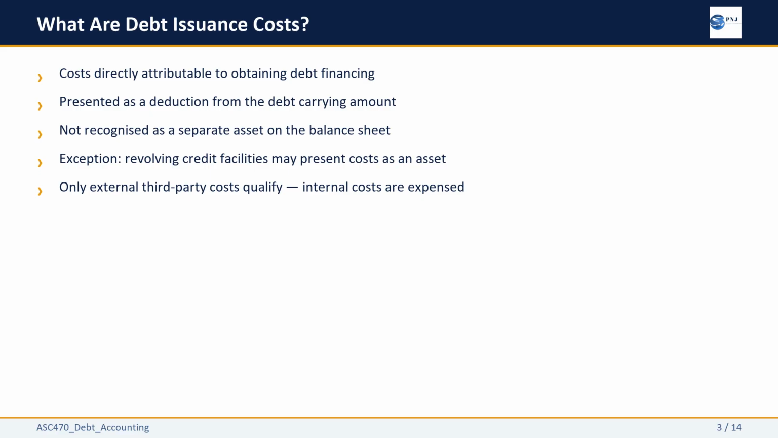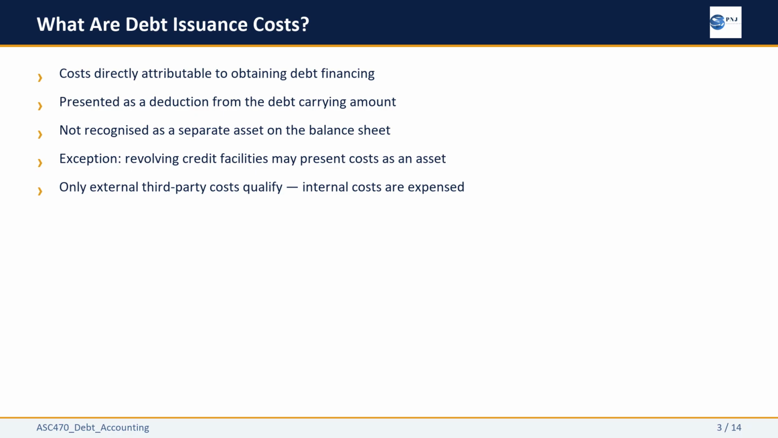Here is the key thing about debt issuance costs. They do not sit on the balance sheet as an asset the way many people expect. Under ASC 470, they are presented as a direct deduction from the debt itself. Think of it like debt discount. It reduces what you show as the carrying amount of the liability. The only exception worth noting is revolving credit facilities, where presentation as a separate asset is still permitted.